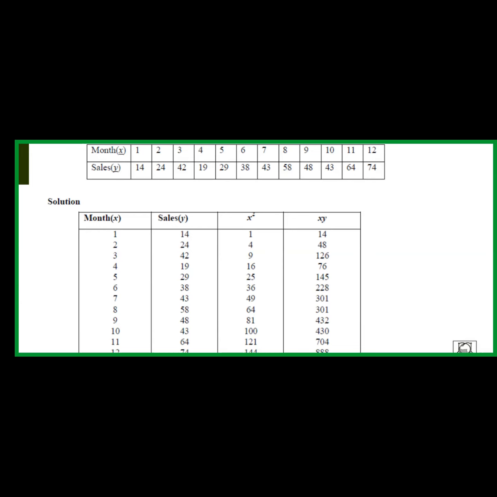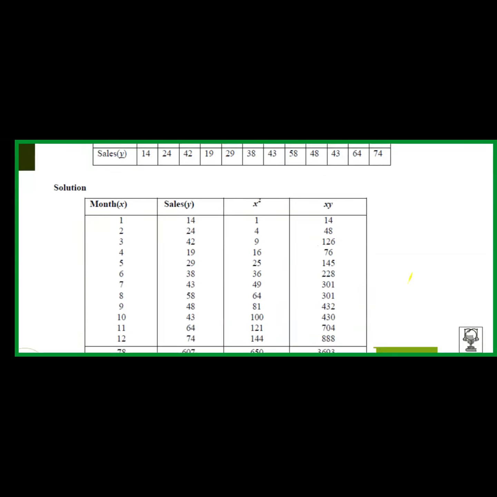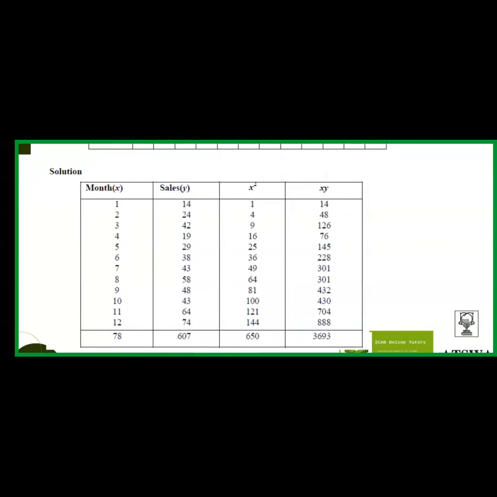The last column, which is xy. So you multiply x times y. So 1 times 14 is what? 14. 2 times 24 is what? 48. 3 times 42? 126. 4 times 19? 76. 5 times 29? 145. 6 times 38?